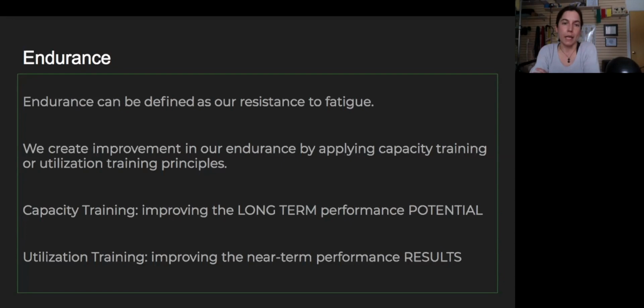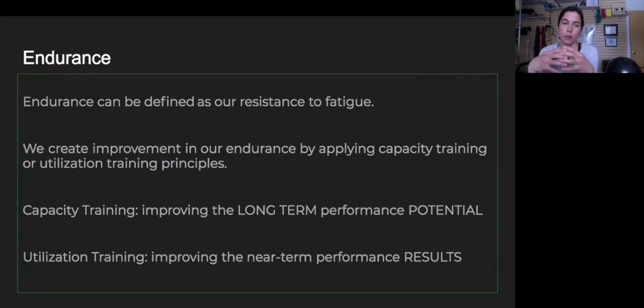So we can improve our endurance by applying capacity or utilization training principles. And when we talk about capacity training, which is what we're really focused on in this first 4 weeks, we're talking about improving long-term performance and having those be lasting and built even over years, especially when you're talking about aerobic capacity.